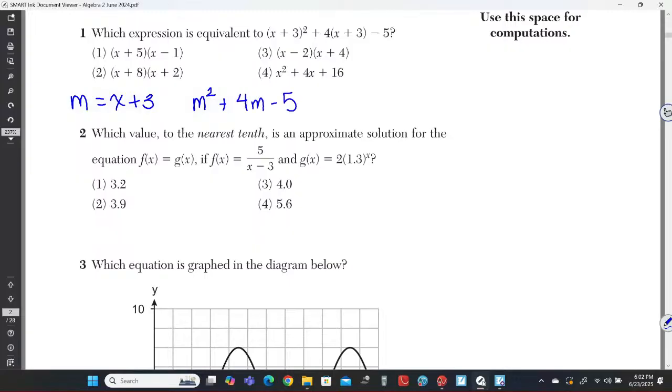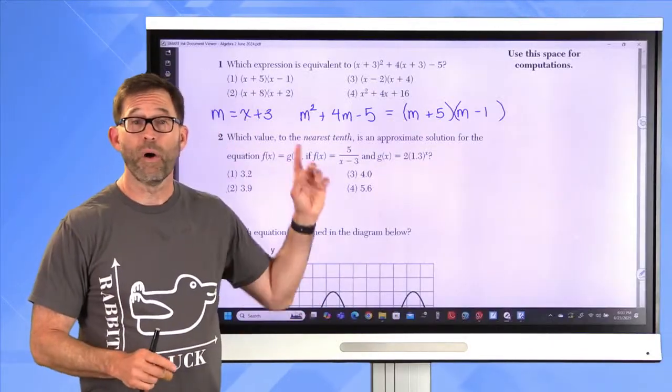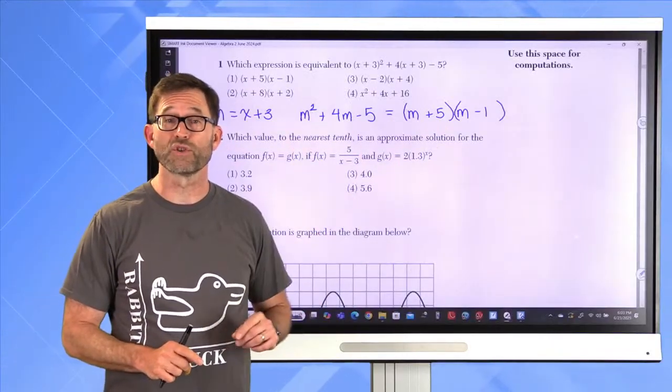And this is just a classic trinomial factoring, right? Nice leading coefficient of 1. I'm looking for 2 numbers that have a product of negative 5 and a sum of positive 4. So that's going to be (m + 5)(m − 1). And really, if I was back in Algebra 1, this would basically be what the question would be.